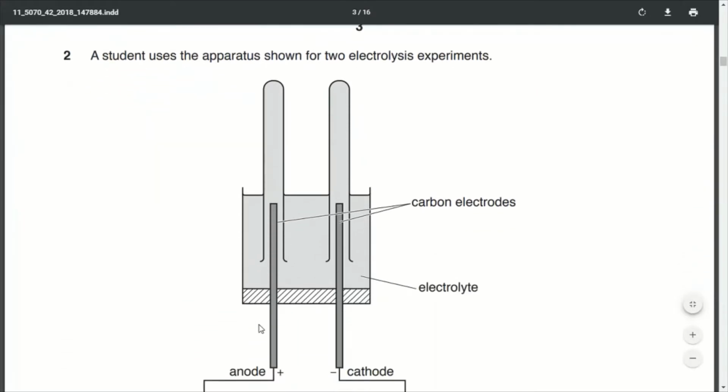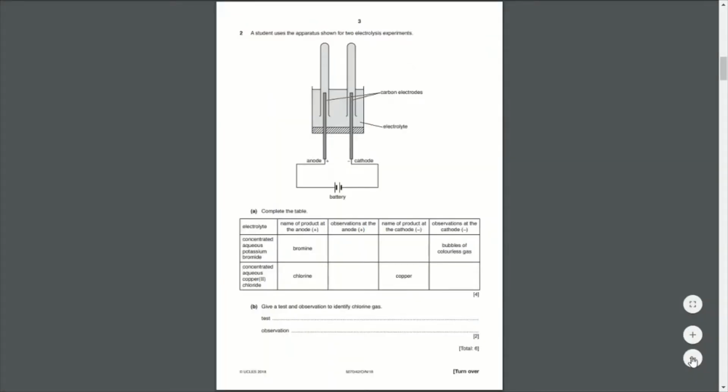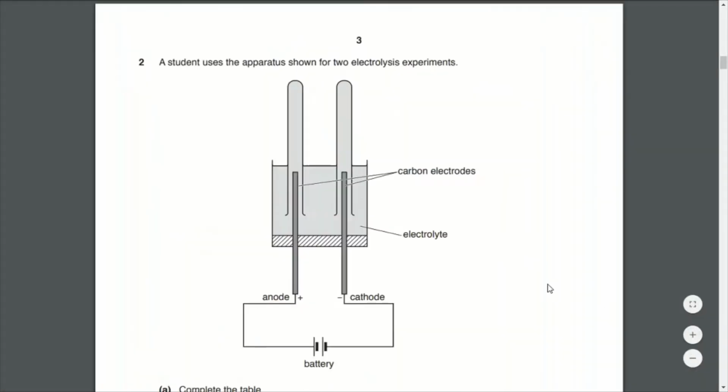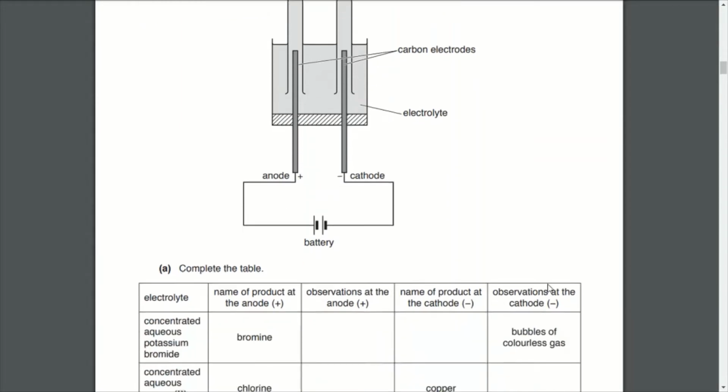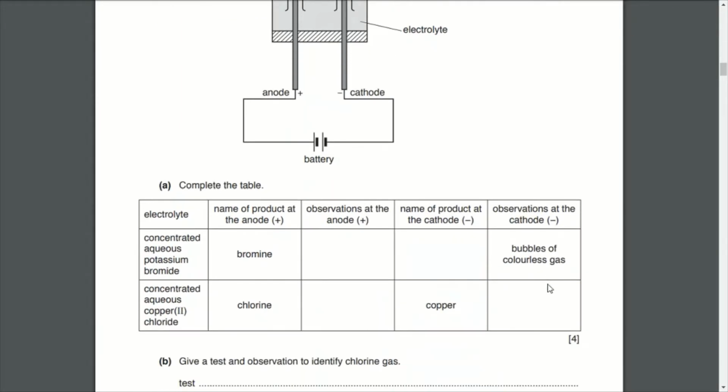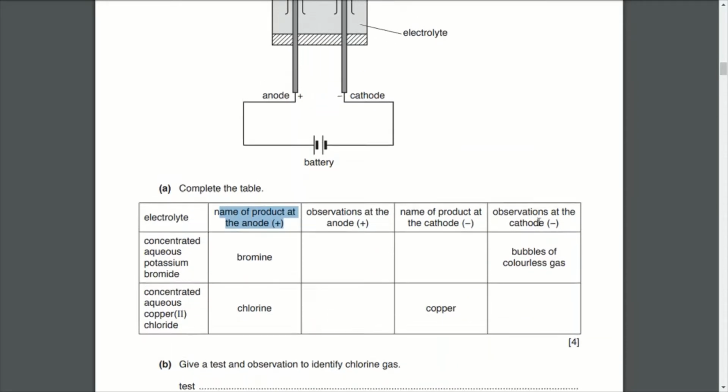Alright, next. A student uses the apparatus shown for two electrolysis experiments. Complete the table. Here we can see the electrolyte, name of the product at the anode, observations at the anode, and name of the product at the cathode and observations. So first let's do part A.